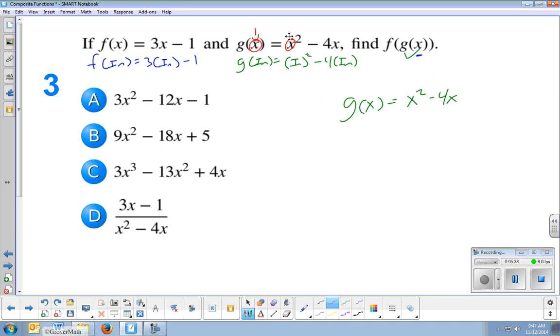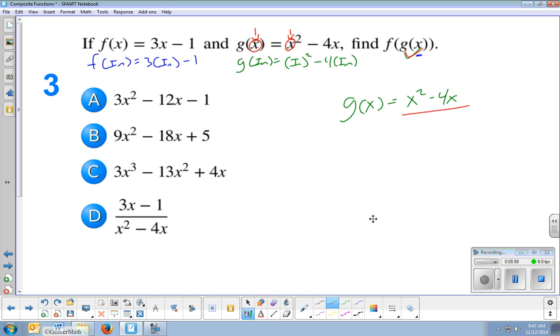So if I have an x here, I have an x here. If I have an a here, I have an a here. If I have a c here, I have a c here. Like g of d would be d squared minus 4d. g of 5 would be 5 squared minus 4 times 5. So g of x is x squared minus 4 times x. So g of x is simply g of x.